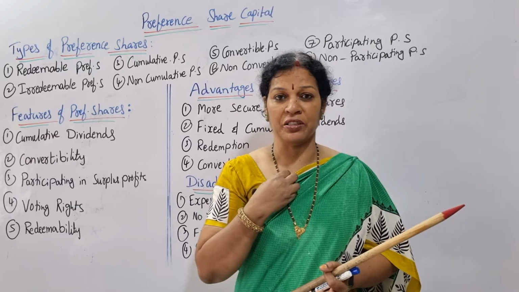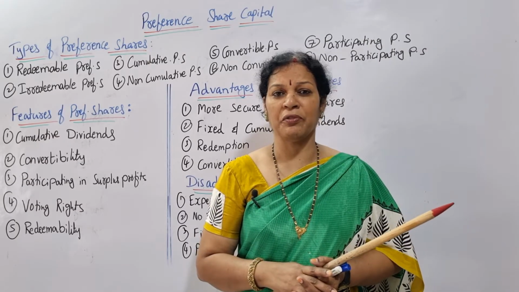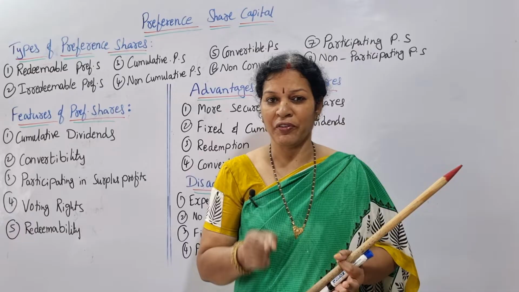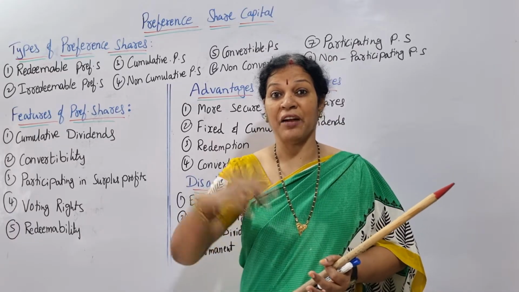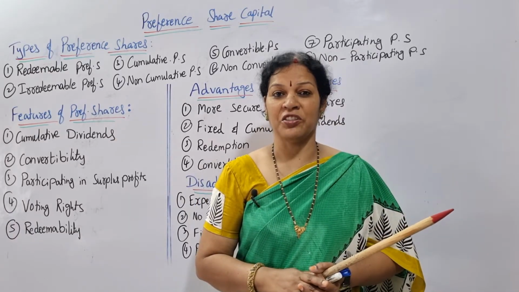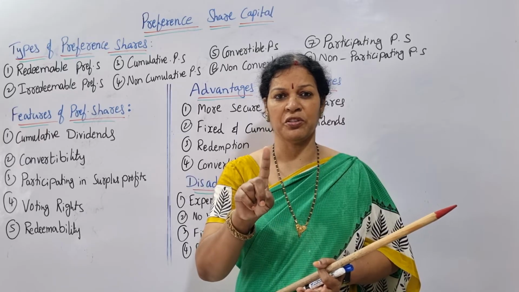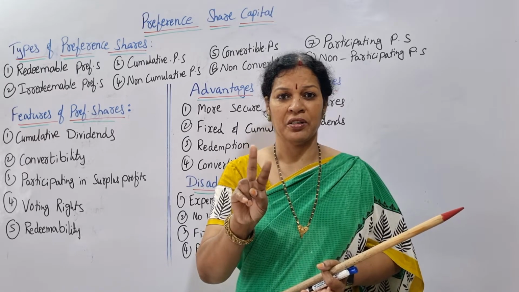If I have invested 50,000 rupees in preference shares, at the time of liquidation first my amount will be paid, then after that it comes to the equity shareholders. These are the main 2 points: distribution of profits and liquidation.